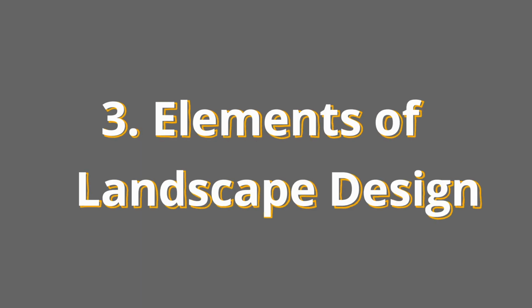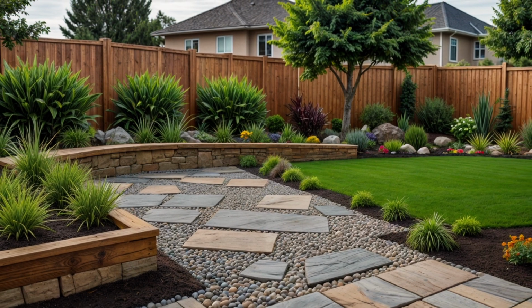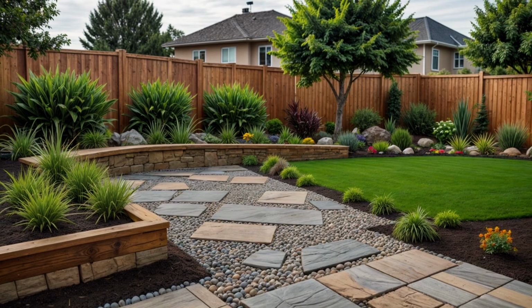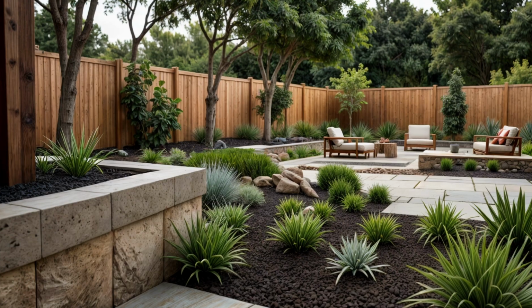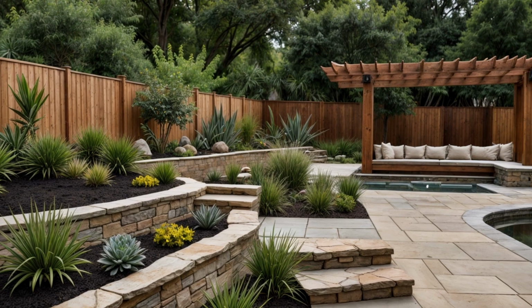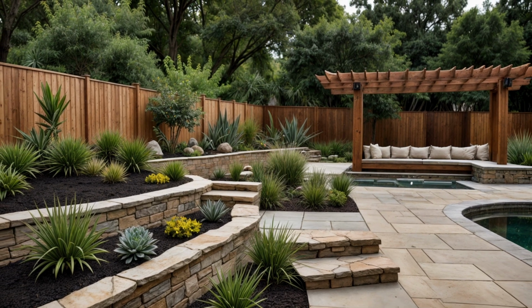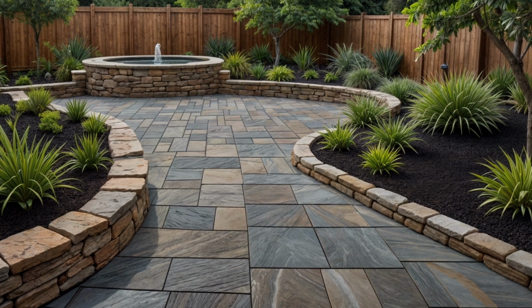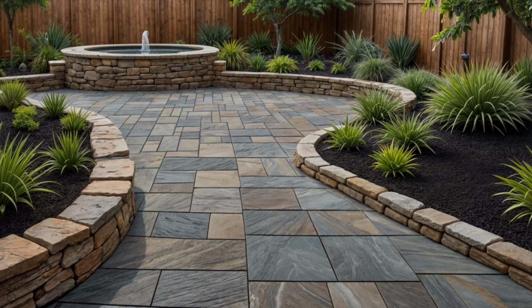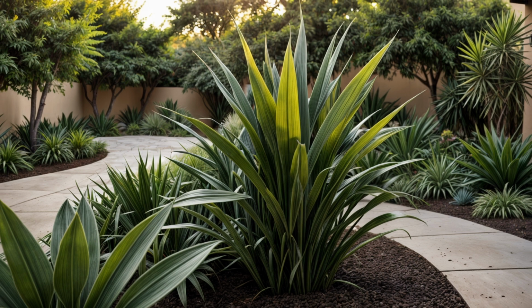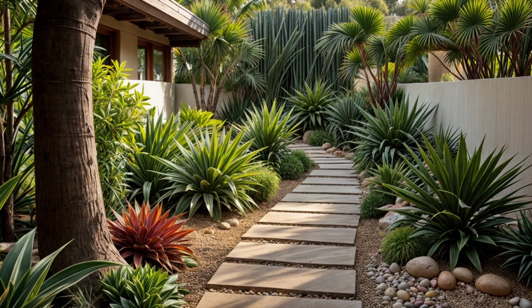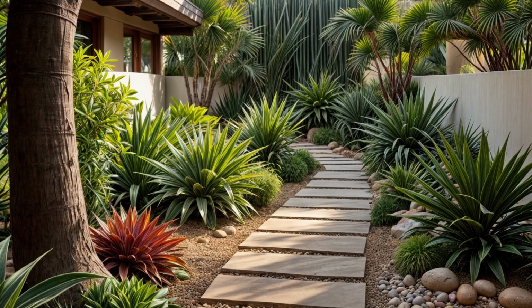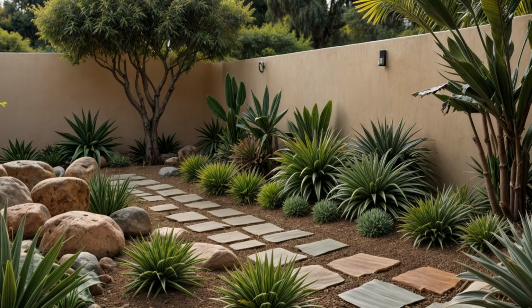3. Elements of landscape design. Landscape design is a blend of living and non-living elements. The following elements are essential for creating a balanced and functional outdoor space. A. Plants and vegetation. Plants are the backbone of any landscape design. The choice of plants will define the style and feel of the space, whether it's a lush tropical garden or a minimalist desert landscape. When selecting plants, designers consider factors such as climate, soil type, sunlight, and maintenance needs.